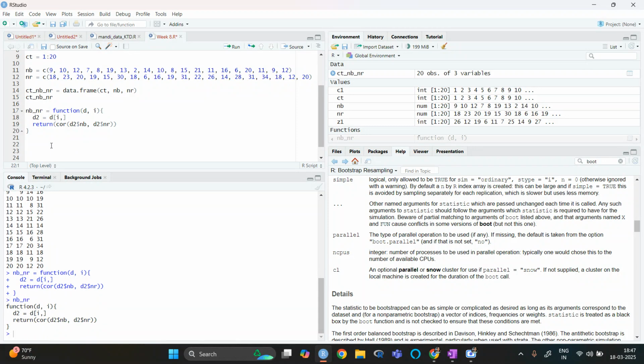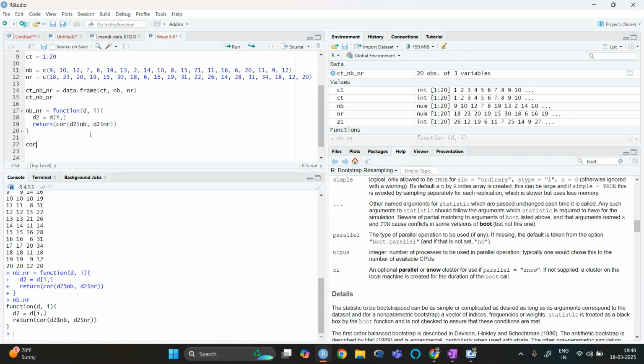So now what we will do is core. Ma'am, could you just tell how we are relating this correlation? So we want to find the correlation between these, balls and runs. Yes. So to find the correlation, we are using this NB and NR.